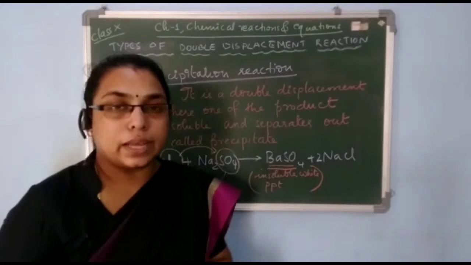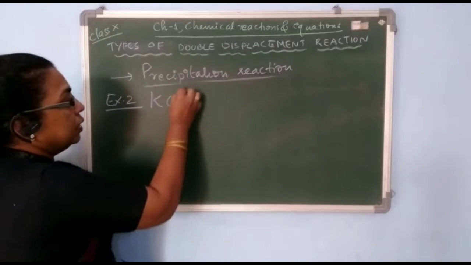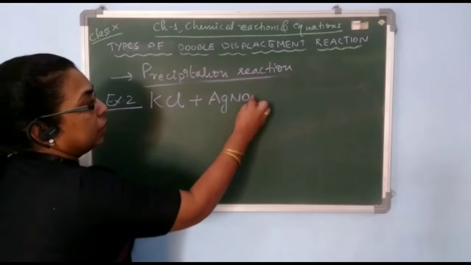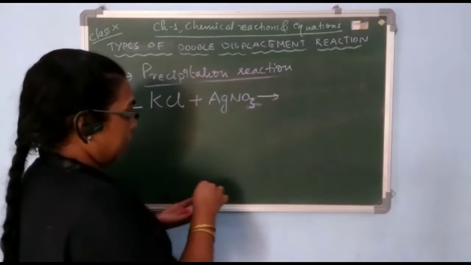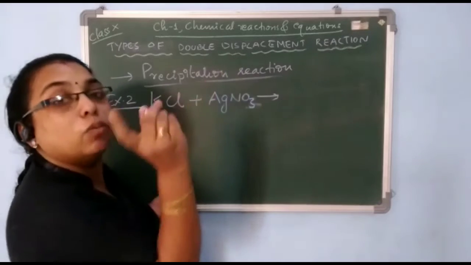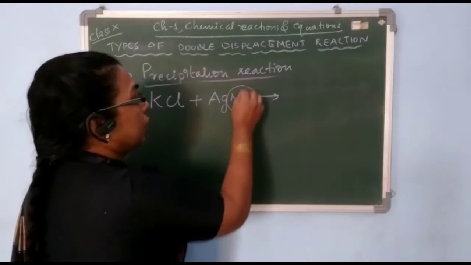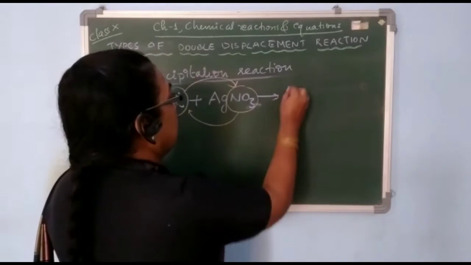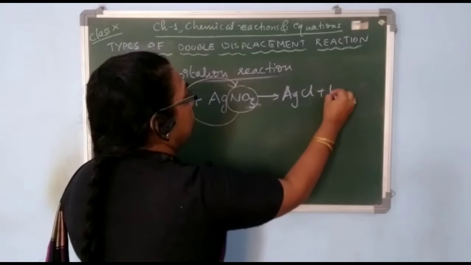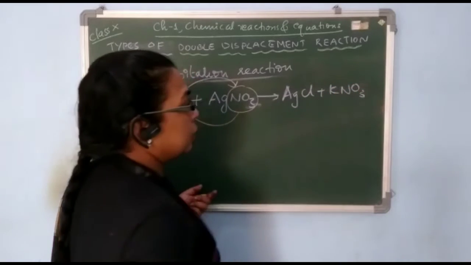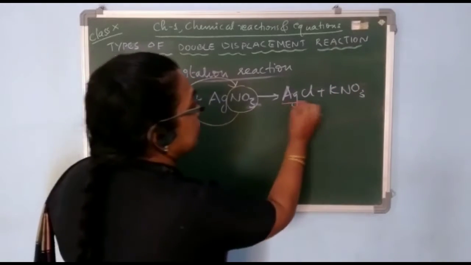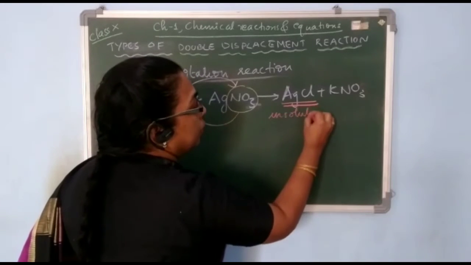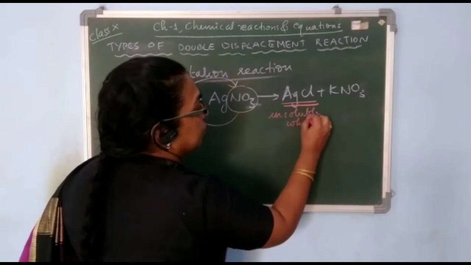We will see more examples. That is KCl plus silver nitrate, AgNO3. Again, double displacement reaction. What will happen? Exchange of ion. NO3 will come here, Cl will go here. So we will get AgCl plus KNO3, that is potassium nitrate. And here what happens is AgCl will form an insoluble white precipitate.